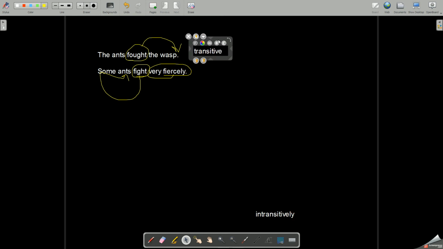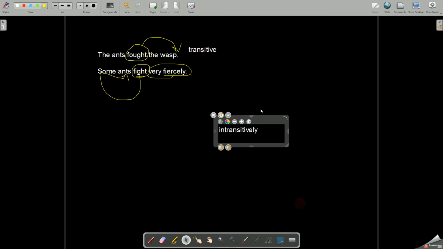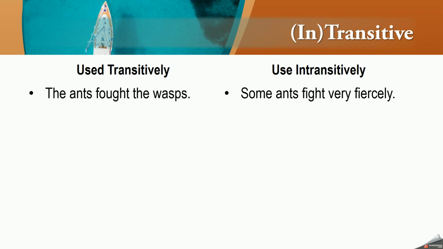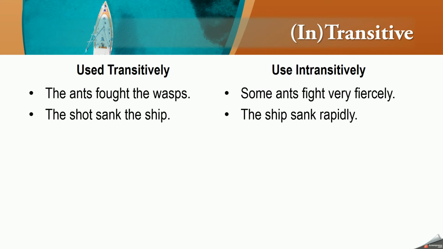The first one is used transitively, the second one is used intransitively. Likewise, the shot sank the ship. The ship sank rapidly. So sank what? The ship. So this is transitive. Sank rapidly refers to the ship itself. The verb sank, the action is not being passed somewhere else, it is being passed back to the subject itself.